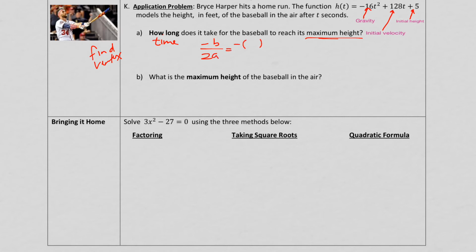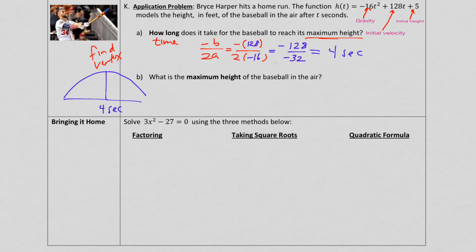So negative b over 2 times a. And we have those values here in our function in the question. So negative b is negative 128 over 2 times a, which is negative 16. And now I just compute the numbers. Negative 128 divided by negative 32 is going to equal 4 seconds. So it takes 4 seconds for this ball to get to its highest point. So imagine the baseball getting hit, and we're saying it takes 4 seconds for it to reach its max height.